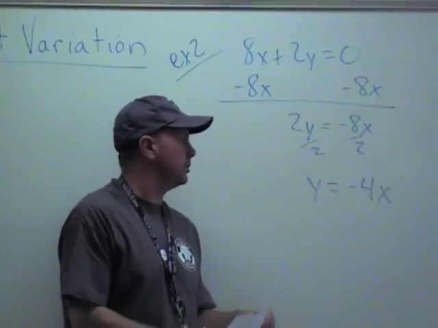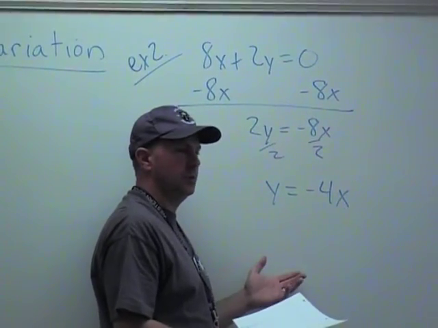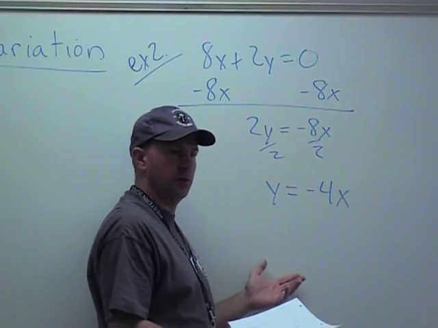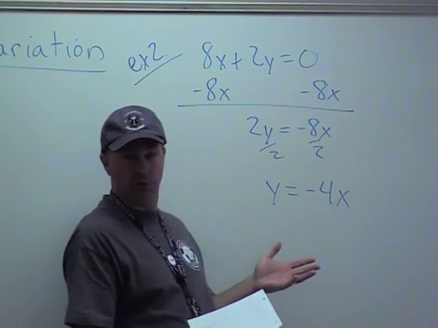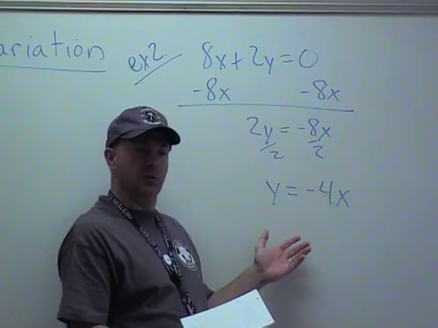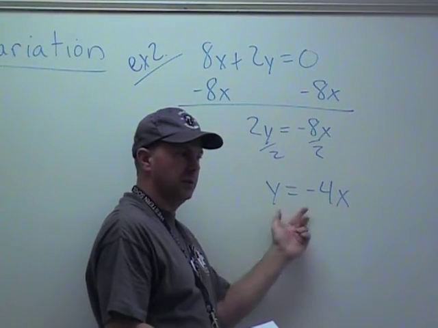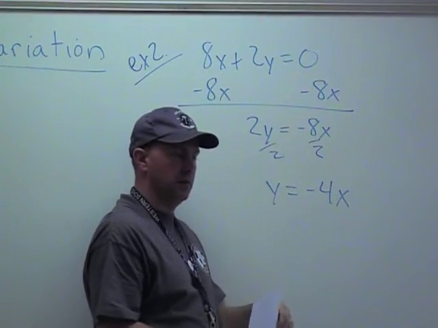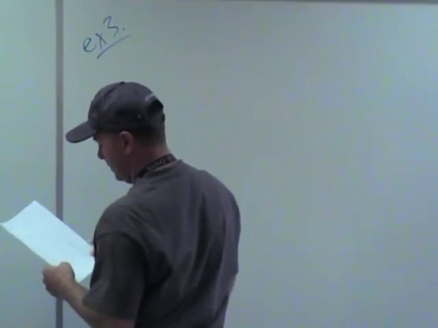So it goes through the origin. All you need to do is plot one other point, and you can draw the graph of it, right? Because the other point you need is the origin. So these are easy to graph. They're easy to find out what this is. Okay. Let's do example 3. What the constant of variation is is what we're talking about.